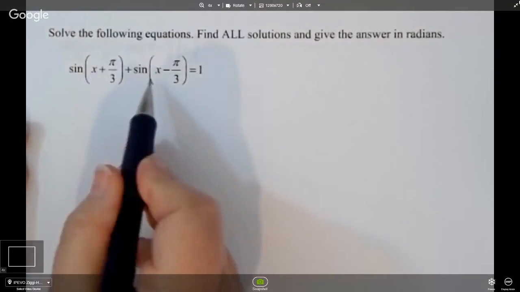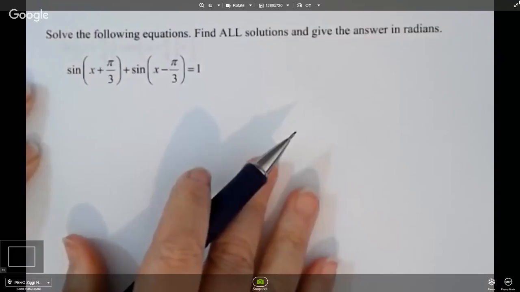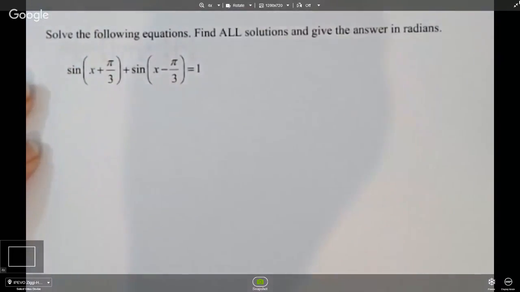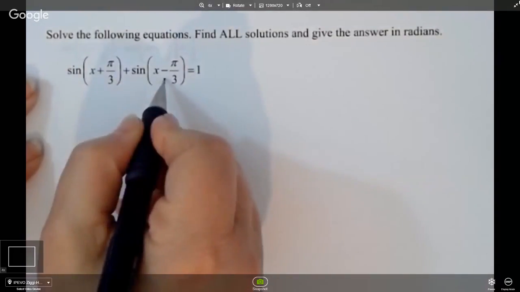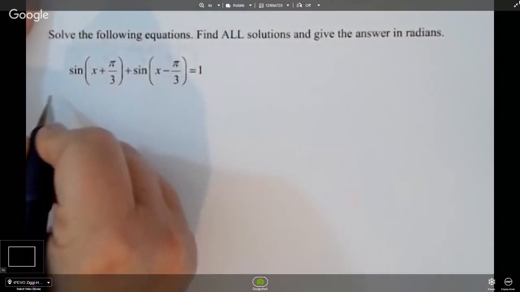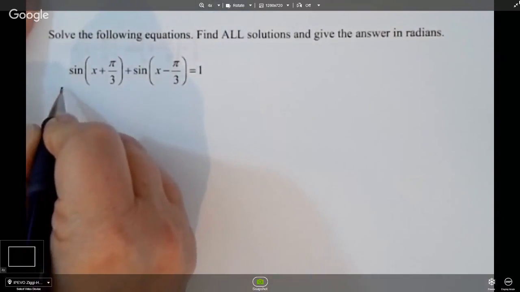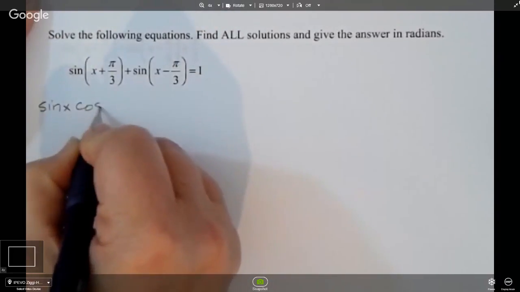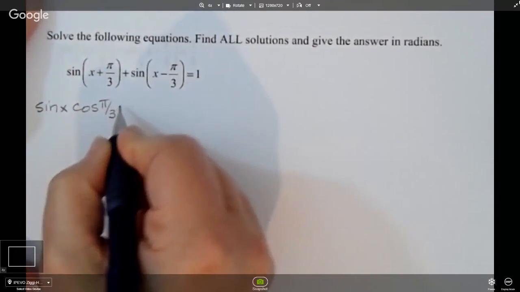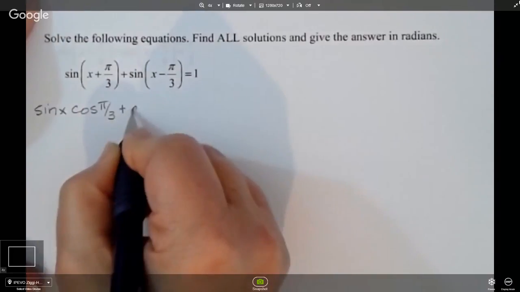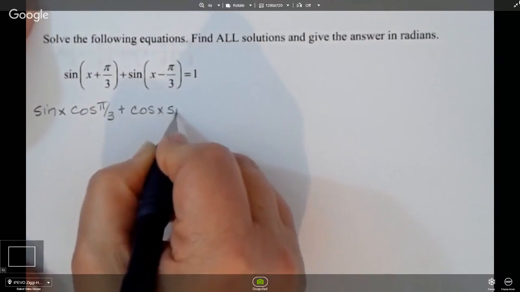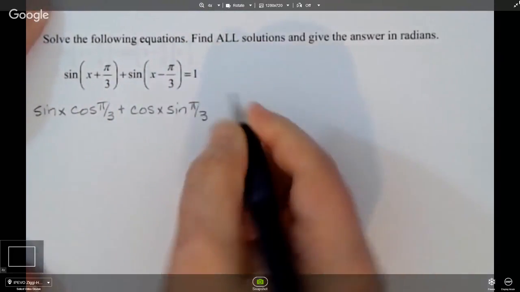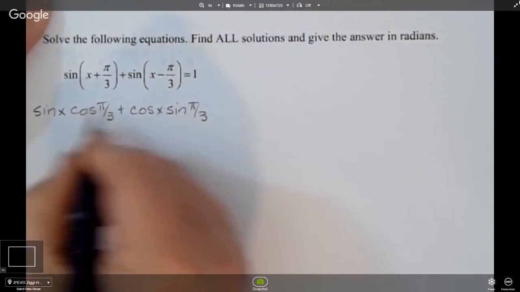You can expand both of these and solve. So let's expand them using the sine of a sum and sine of a difference identity. Over here, I'm going to expand the first one, which will get sine of x cosine of pi over 3. The signs stay the same, so it'll be plus cosine of x sine of pi over 3. All right, so that's the expansion of the first one.